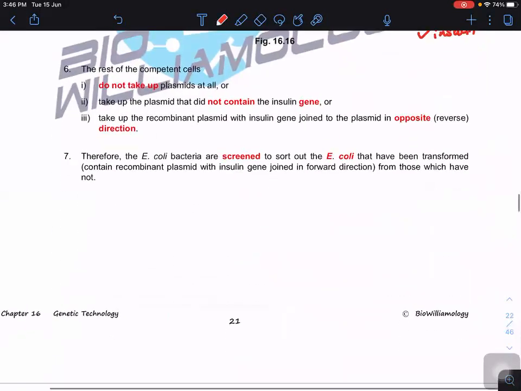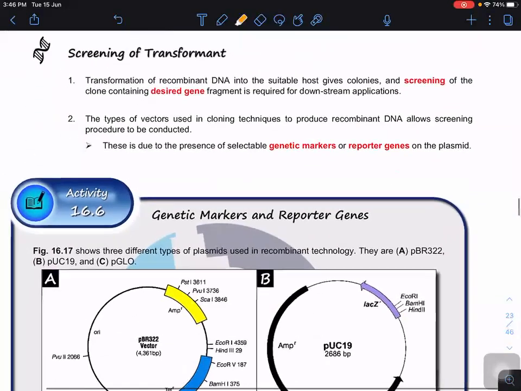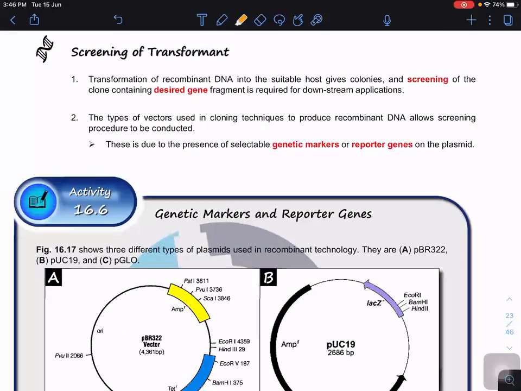So we can see that the rest of the competent cells do not take up plasmid, or they take up plasmids that do not contain the insulin gene, or they take up plasmids with the insulin gene but in the opposite direction. So that's why we want to do a screening. I don't want to waste my resources on the bacteria, the 99% of them that can't give me insulin production later. So that's why we need to do a screening. Okay, with this, I end the first part of the lesson.